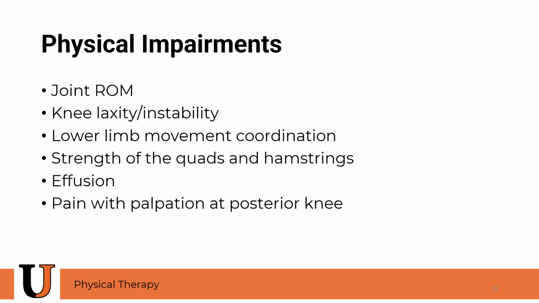If they do have a higher grade injury, then there's probably less likelihood of them feeling confident on that lower extremity. Strength of the quads and hamstrings will be important to assess, and oftentimes the hamstring strength will be more limited if it's a PCL injury. And then pain with palpation of the posterior knee is a very common patient complaint.